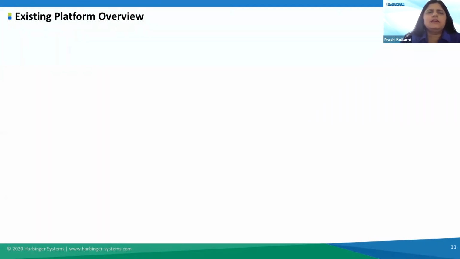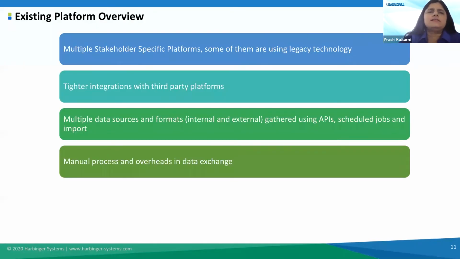So if I look at the existing platform, as Stephen said, there were multiple stakeholders for the platform. There were the suppliers, and there were the customers and their employees, and there was the hospitality industry. What essentially it boiled down to was the multiple stakeholders had specific platforms, and some of the platforms were using legacy technology. In fact, there was tighter integration. There were third-party platforms in picture, and they were also integrated with the relocation company platform.